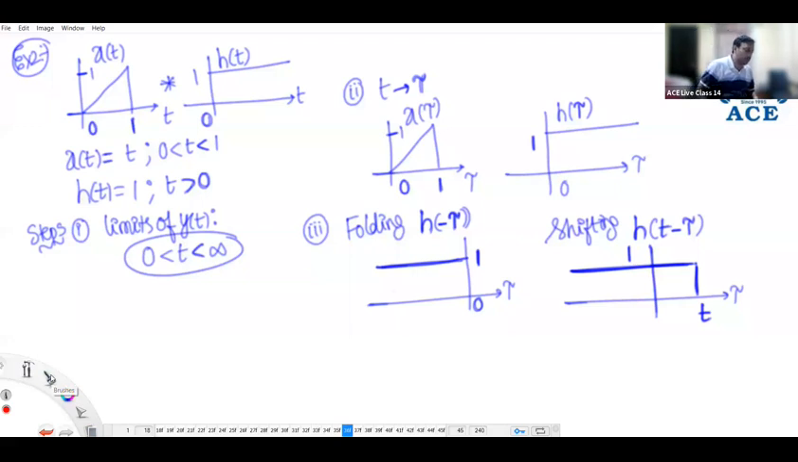From the folded signal to get the shifted signal, to the existing limits, add the variable t. Actually, what is the significance of this t? The significance of t is it will tell us the location of h of t minus tau with respect to x of tau. Not only that, t also decides our thumb rule limits 0 to infinity. T determines the location of one signal with respect to the other signal.